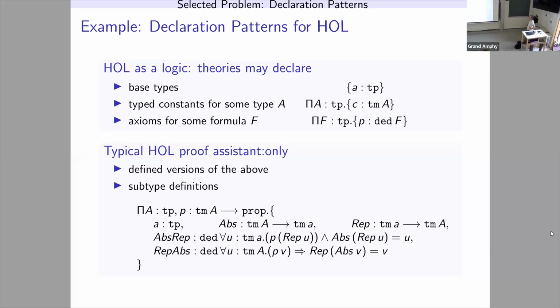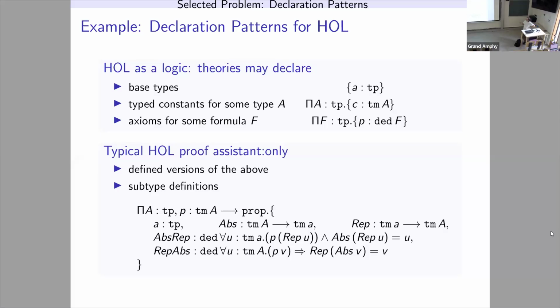But it works very well for some languages. The best case is higher order logic. For higher order logic, we can declare new base types. Typed constants, c : tm A, for some type A. So I'm using some ad hoc syntax to say, these are the patterns of the declarations that can occur, and these are the parameters that the patterns may take. So we can declare an axiom, P that has for any F. Oh, this has to be a prop, sorry, it's a typo. And we can declare a typed constant, c : tm A, for any A, or a new base type. Now we can actually be quite specific.